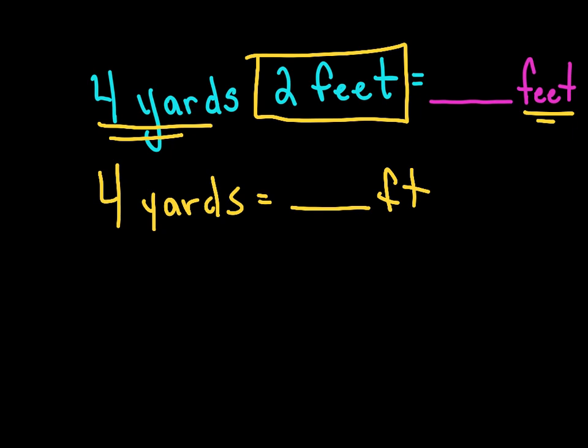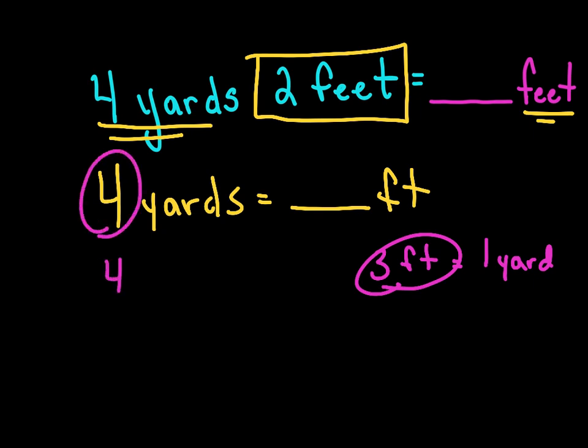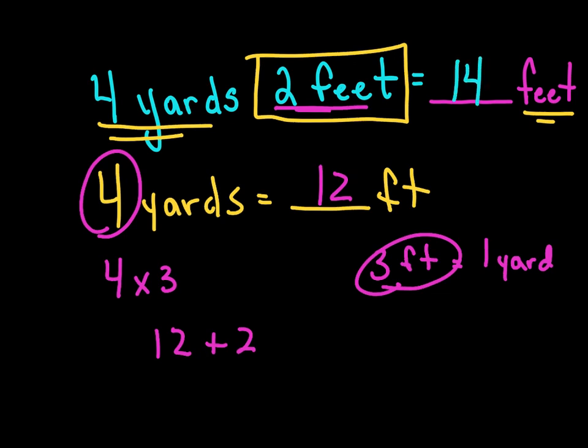Now, if you remember our conversion, 3 feet is equal to 1 yard. There are 3 feet just in 1 yard. So now we can take this conversion and multiply it with the 4. So 4 times 3, and that would give us 12 feet. And then remember, we have those 2 extra feet. So 12 plus 2 is going to give us 14 feet.